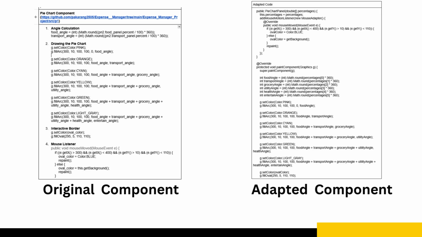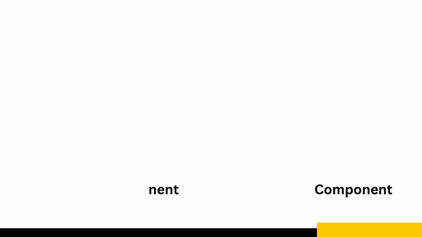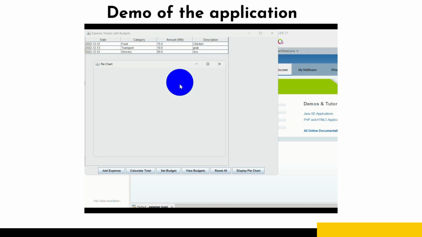And I will show, at the left is the original component from GitHub, and the right is the adapted one. But the problem is they only display one color. So there are problems here to adapt, and that's it.